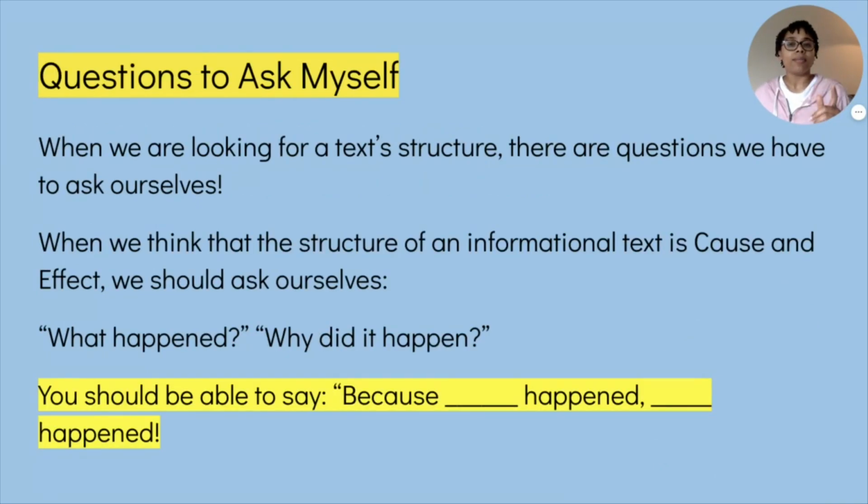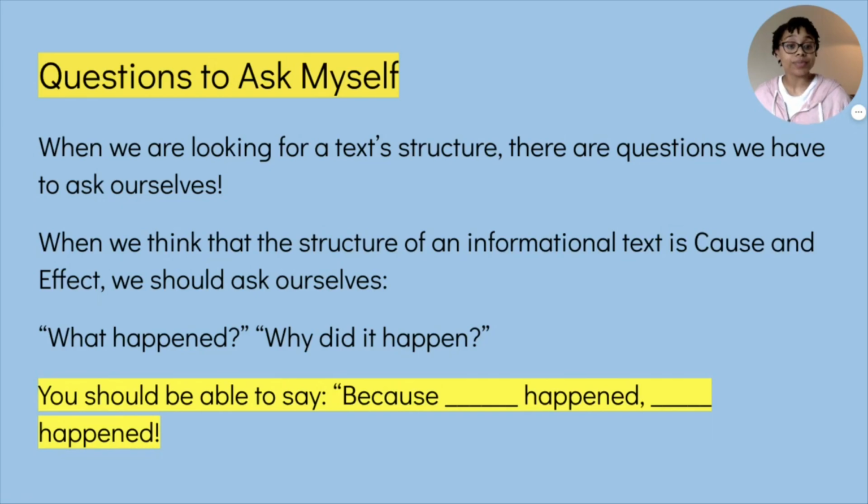So here are some questions I can ask myself if I think I found a text structure that is cause and effect. What happened? Why did it happen? And if I can answer those 2 questions, I should be able to say in one sentence, because blank happened, blank happened. And if I can use just what I found in the text to answer that question, I probably have a cause and effect text structure.